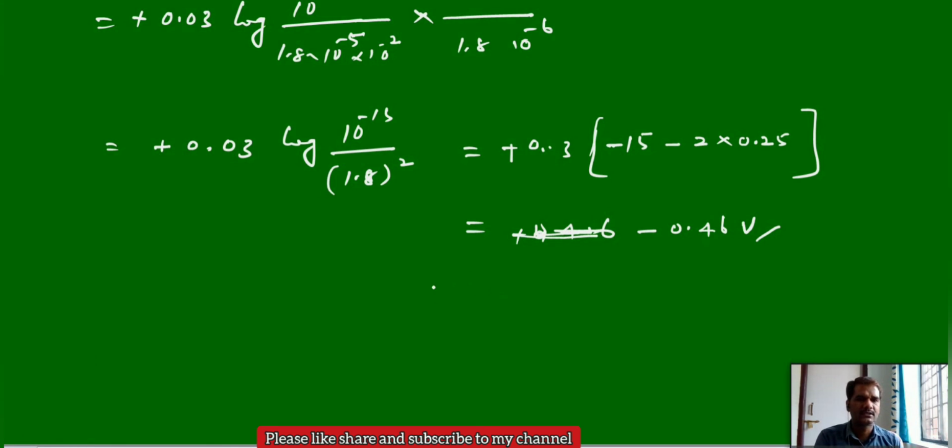These are a few numericals related to the electrochemical cell. Next class we will see the second part of electrochemistry, electrolytic cells.